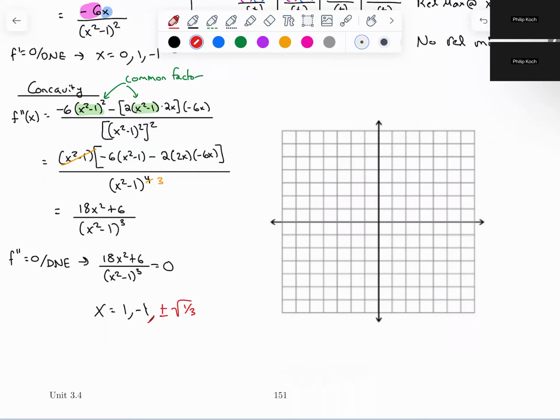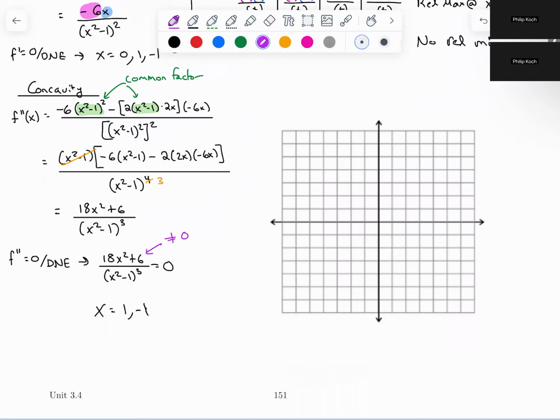He's not right. The numerator is a sum of squares. It's 18x squared plus 6, so it can never equal 0. I'm going to write that down, actually. That's why John Doe student is wrong. So it never equals 0, so we don't have to worry about that. So we only get -1 and 1.